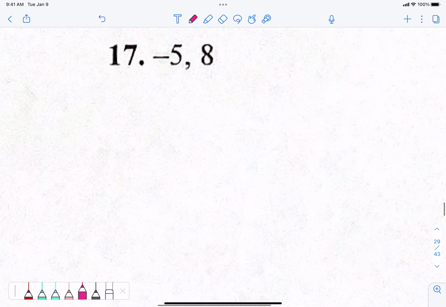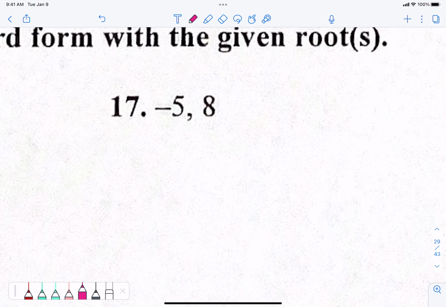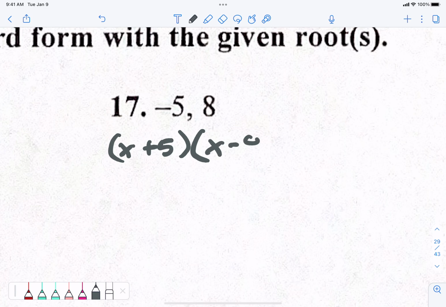You want to try 17 on your own? Find your two bubbles and FOIL. I'll give you a head start. X minus 3. Why is it x minus 3? This one is x plus 5, because you switch the sign. Then this one is negative 8, or x minus 8. Then you FOIL them.